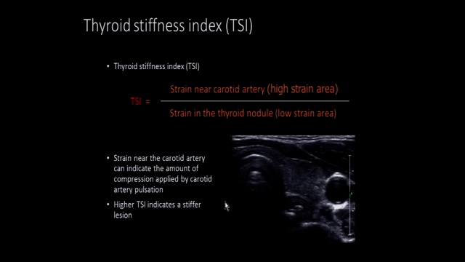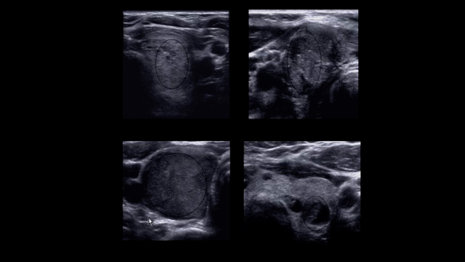This is our study where we calculated the thyroid stiffness index, which is the strain near the carotid artery divided by the strain in the thyroid nodule. And the higher the TSI, as we called it, indicated a stiffer lesion. So these are examples. This is a lesion you can see on B mode that has both solid and cystic areas in it. The TSI was about 17.4, and on histopathology was a nodular goiter.